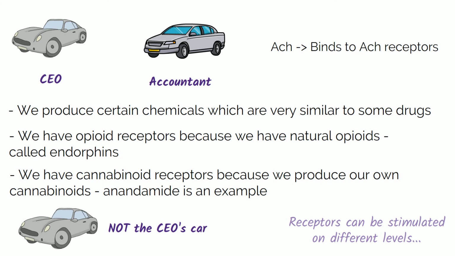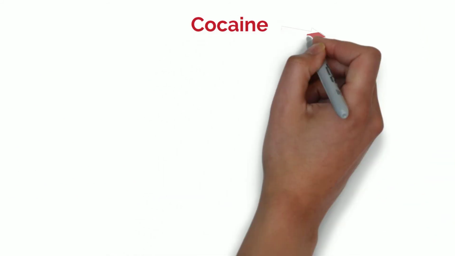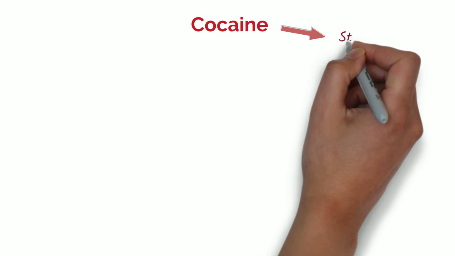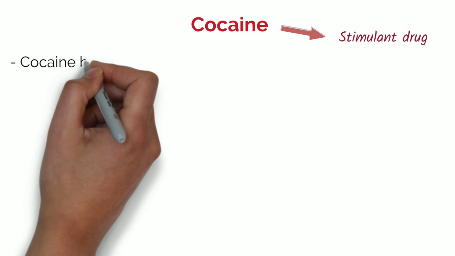So let's now finally talk about the effects of drugs on the brain. Let's start with cocaine. This is a stimulant drug, so it increases brain activity. And it does so because cocaine binds to a dopamine receptor.